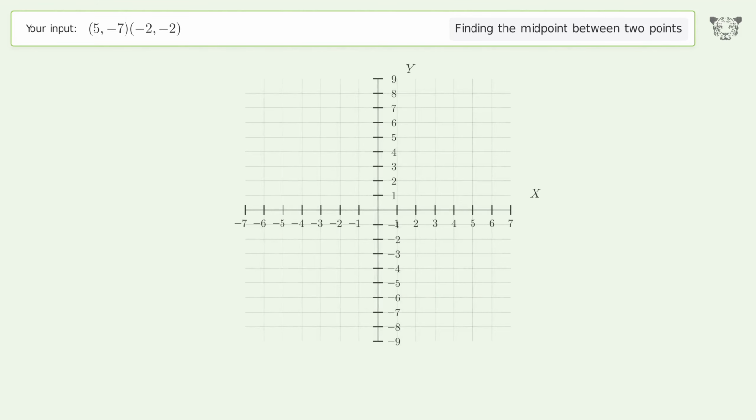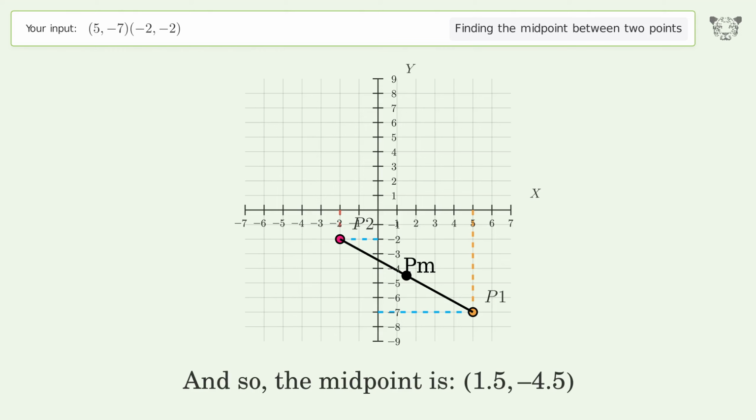And so, the midpoint is 1.5, negative 4.5.